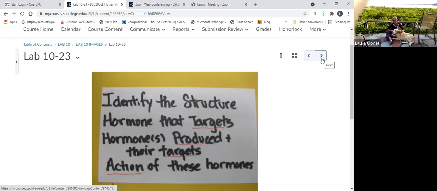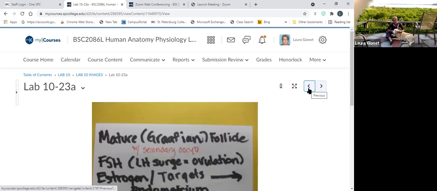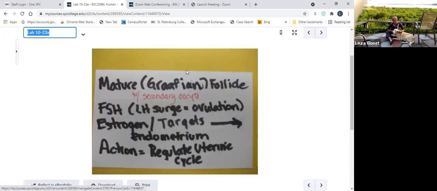Identify the structure, the targets. Again, use what we identified in those lessons to fill in the blanks. Sometimes referred to as a Graafian follicle or mature follicle, it has a secondary oocyte in the interior. It is waiting to be fertilized so it can complete meiosis II.